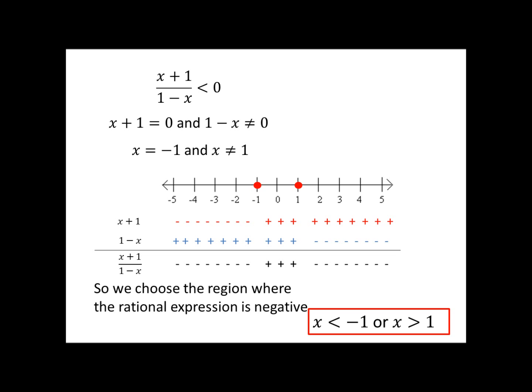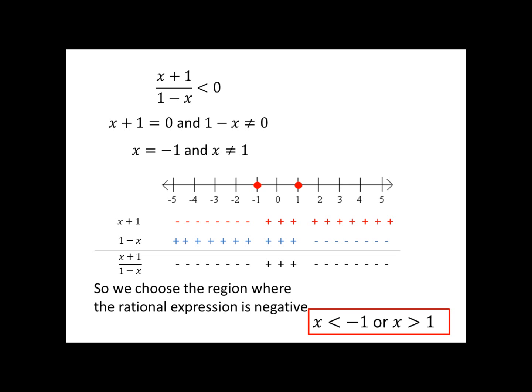So now we have to ask ourselves, well, what if we go ahead and divide these? In the first region, if you take a negative, divide it by a positive, you get a negative. In the middle region, you take a positive, divide it by a positive, you get a positive. In the third region, you take a positive, divide it by a negative, you get a negative.